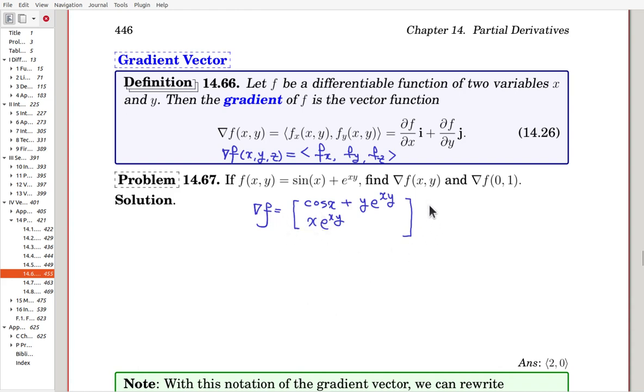Now, we try to get the numeric value when x is 0, y equal 1. Then x is 0, that's 1. X equals 0, and y equal 1. 1 and 0, so that's 1 plus 1. Now, x is 0, so no matter what it is, the value must be 0. So that we have here 2 and 0. Okay?